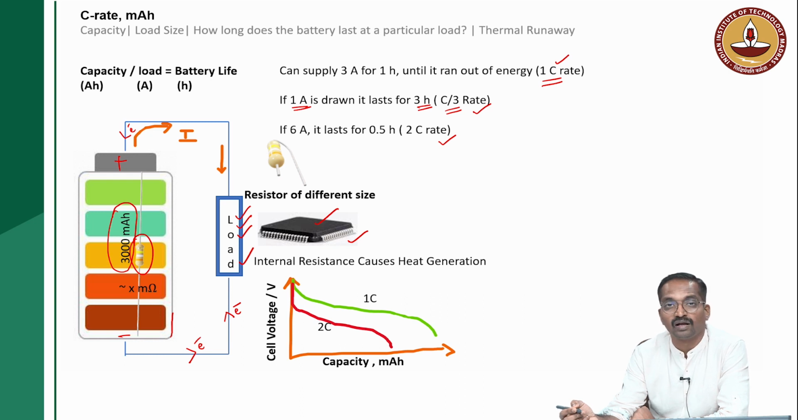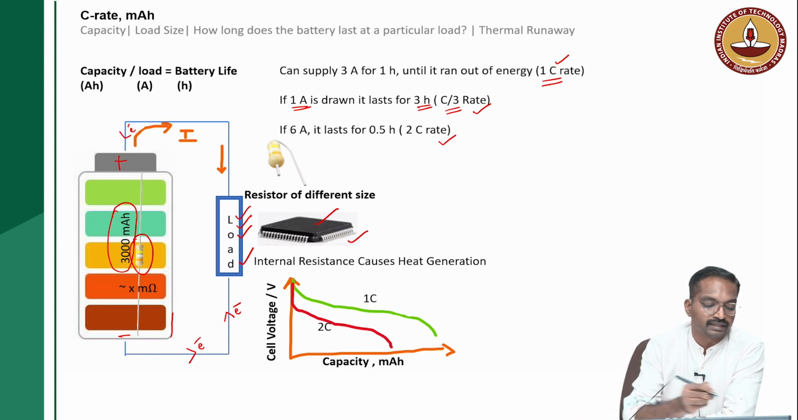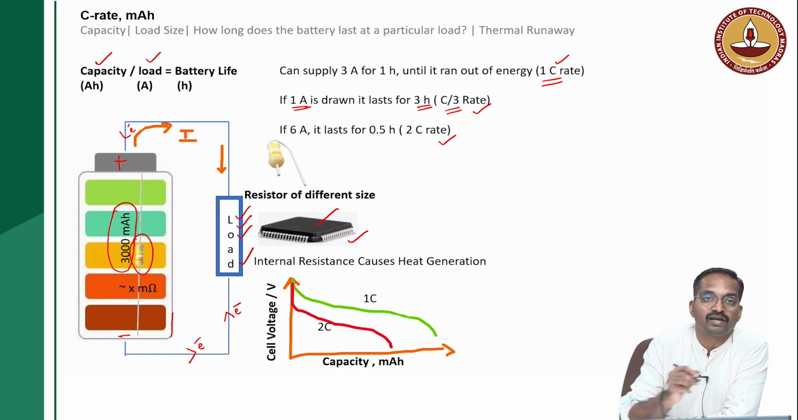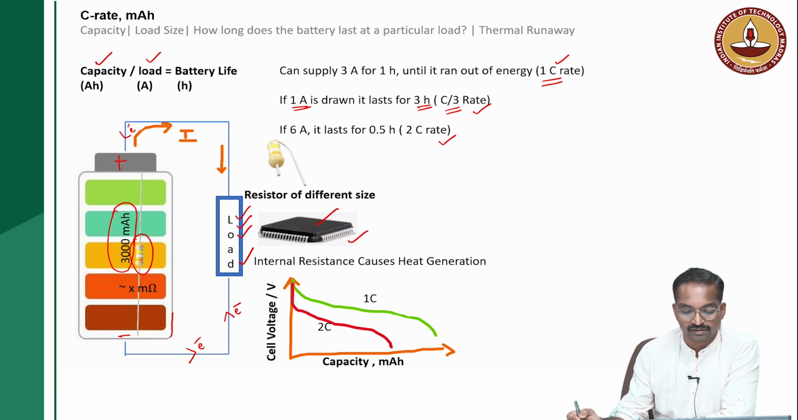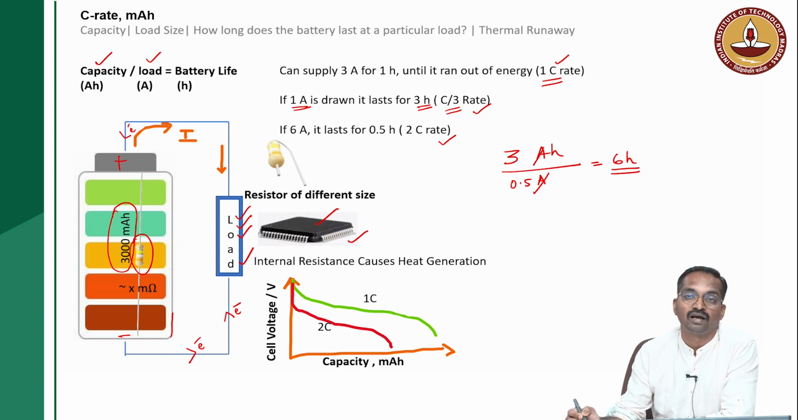So, how do you calculate how long the battery will last during discharge? Very simple. You take the capacity of the battery, in this case 3000 milliampere hour, and you enter the value of load in terms of amps. Suppose I have a 3 ampere hour battery and I want to load 0.5 ampere of current, this will last for 6 hours. So, the battery life at the load of 0.5 ampere would be 6 hours in this case.